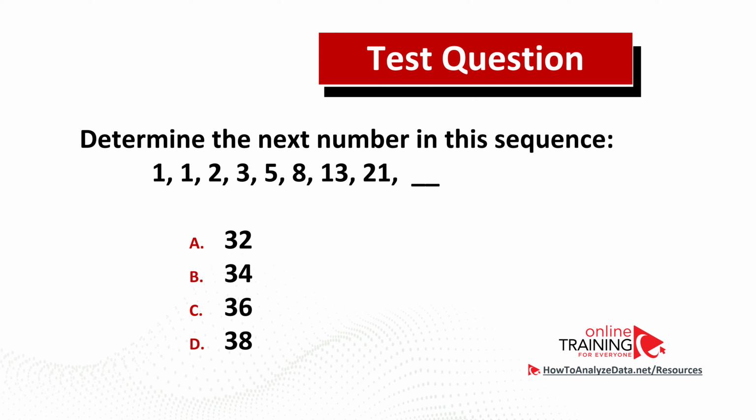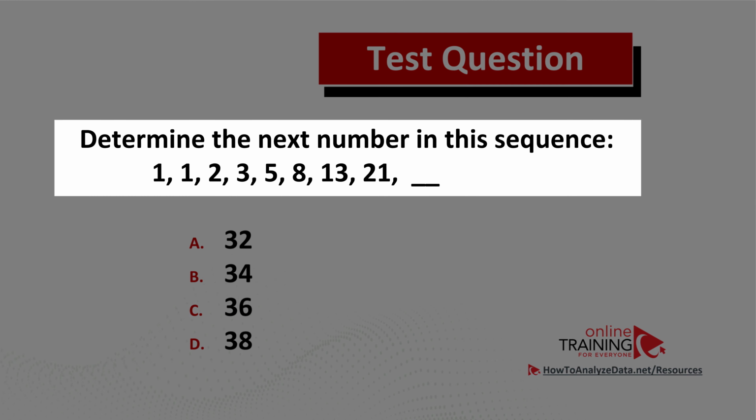Here is the question from the real test. You can try to solve it on your own. I have full confidence that you can solve this challenge from the real test. Determine the next number in this sequence. And you have a series of numbers presented on the screen: 1, 1, 2, 3, 5, 8, 13, 21, and then the missing number that you need to figure out.